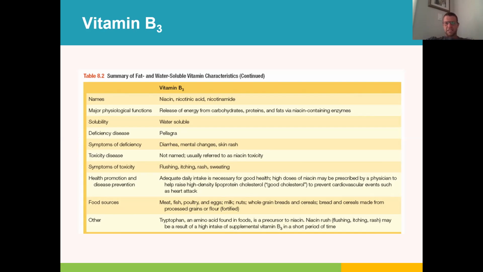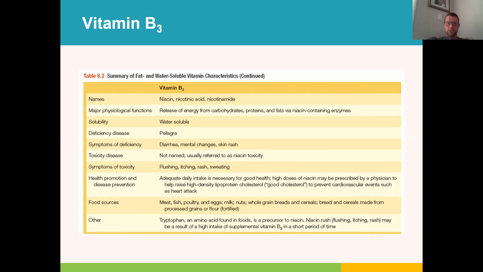Again, it's sort of a gimmicky thing why they put so much in there. All right, so health promotion. Adequate intake daily is necessary for good health. High doses of niacin may be prescribed by a physician to help raise high density lipoprotein cholesterol, which is the good one, your HDL, and prevent cardiovascular events such as heart attack.